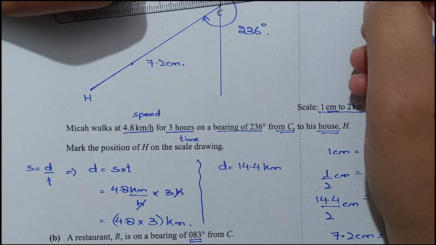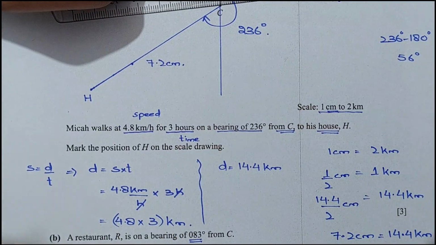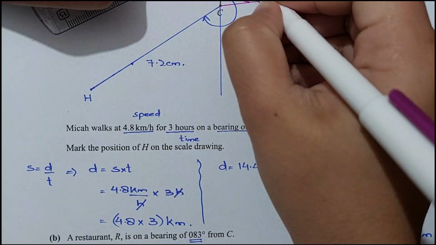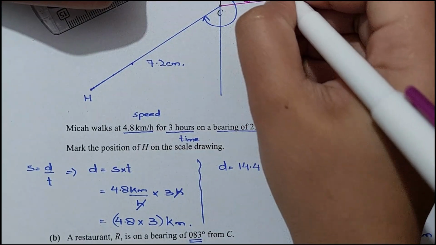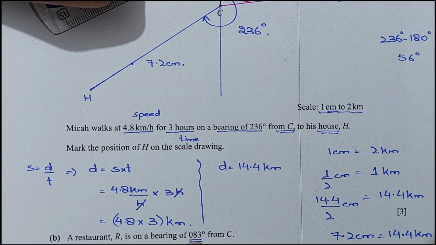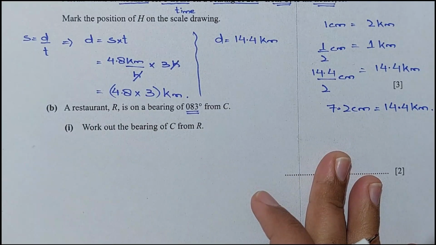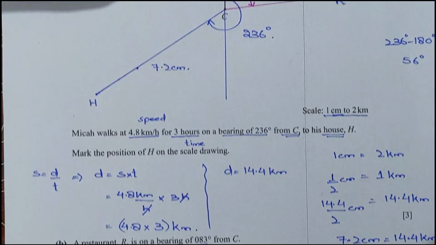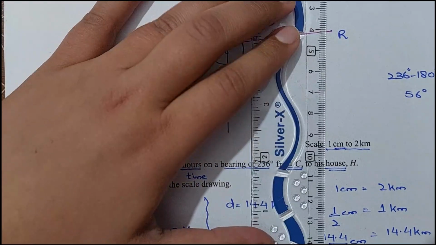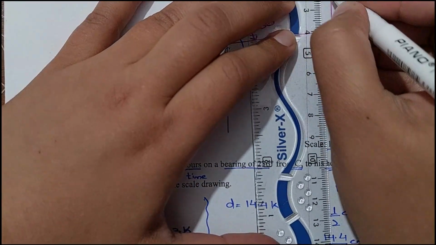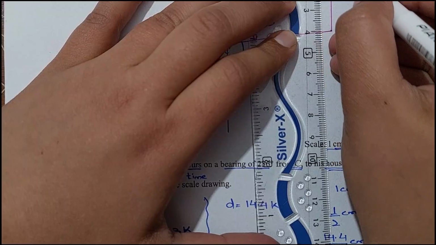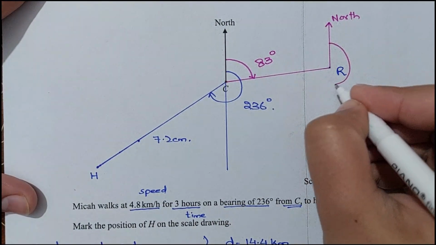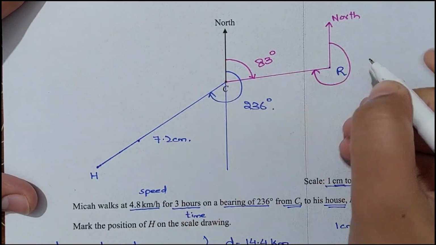But the distance is not mentioned, so we are not dealing with the distance here. Okay, so from C to this R, this bearing is 83 degrees. The restaurant R is on the bearing of 83 from C. Now we have to work out the bearing of C from R. From R, it means we have to draw the north line at R. This is the north line of R, right? And we have to find the bearing from R to this C, because this line represents the C.